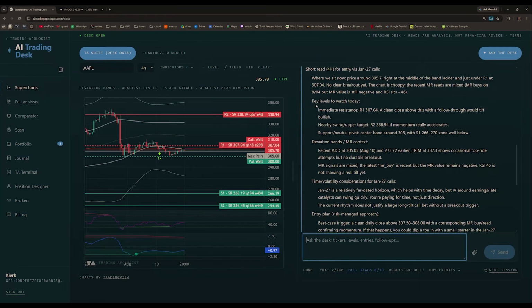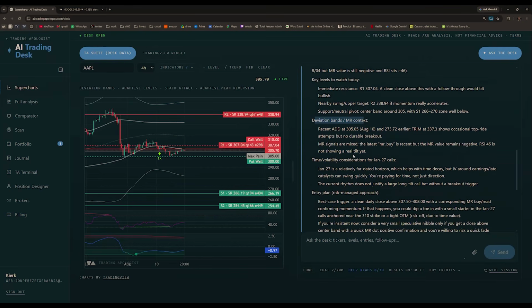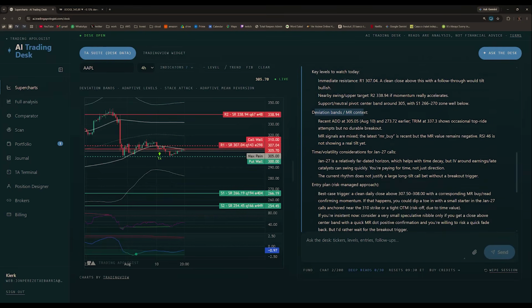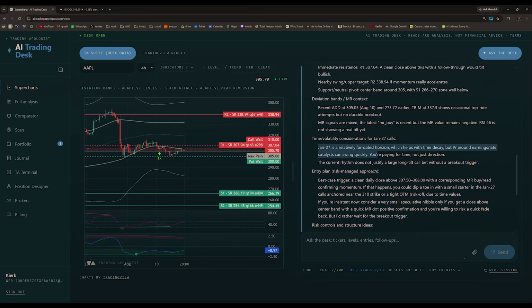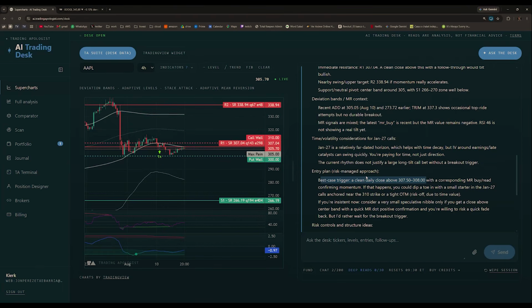Again, it will give you those reads, and you will see the indicators referenced consistently, like deviation bands and MRR, right? That's the reason it's good. But at this point it's basically saying the best case trigger is a clean daily close above 307 or 308, right? It's basically saying, I need more confirmation, which in this case means it needs to get above these resistance levels. This is not a good place to act, right?